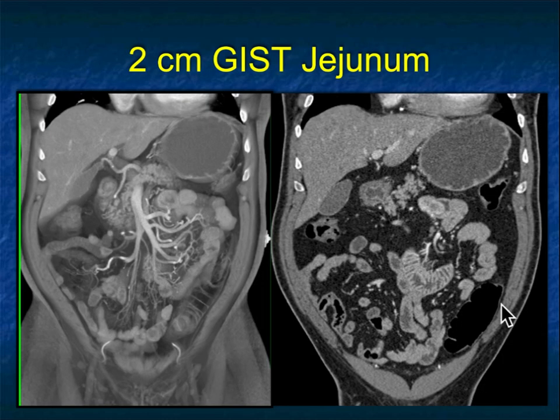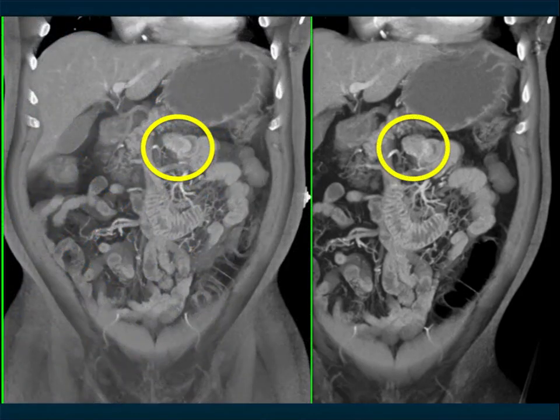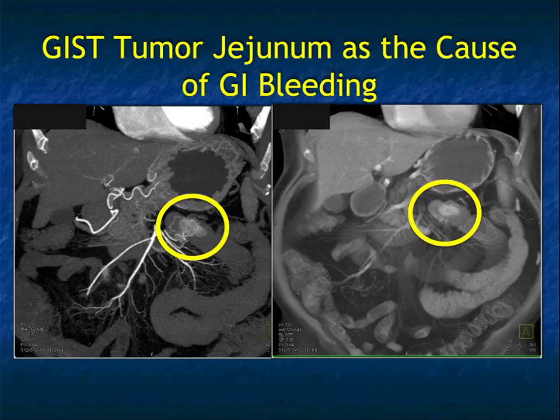Here's a nice example of a GIST tumor in the proximal jejunum. You can see very nicely on the image on your right how the lesion grows exophytically. And here it is in 3D as well. Again, the differential, I would have thought about carcinoid, metastasis, adenocarcinoma, lymphoma. But a small tumor, 2 cm, exophytic, you've got to be thinking about GIST tumor.